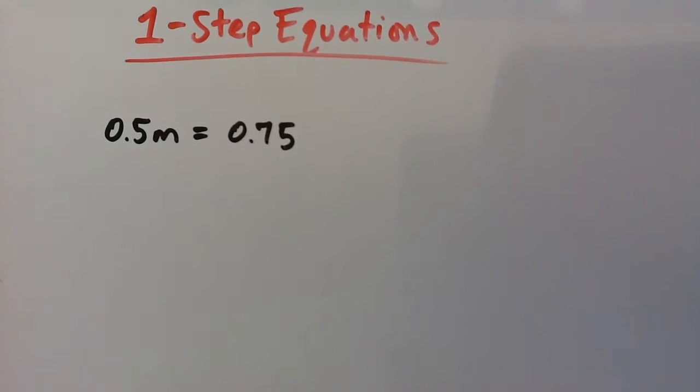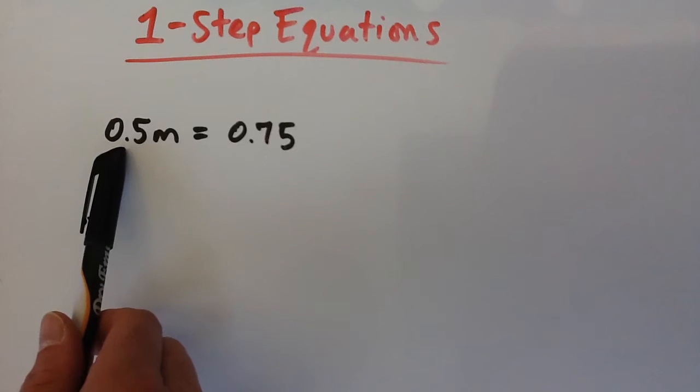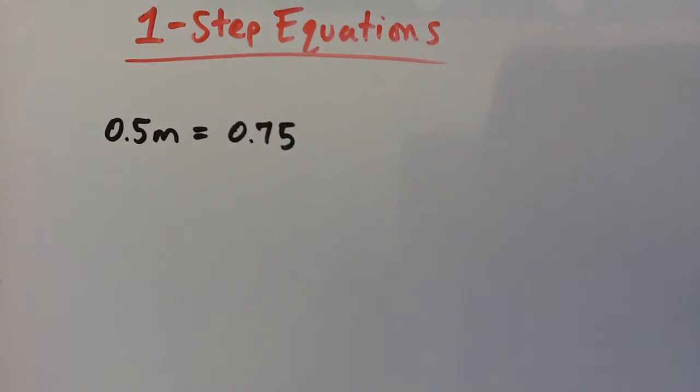When solving an equation, our goal is to get the variable on one side and the numbers on the other side. And here in these one-step equations we're going to use our knowledge of inverse operations in order to solve for the variable. So the first one we have 0.5m equals 0.75. So remember, if you have a number written next to a variable, that is understood to be multiplication. And so what this is saying is that 0.5 times m equals 0.75.